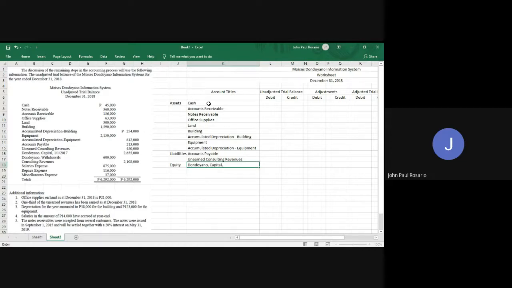Ini siya nga iyahang capital, no? 2018. And then, withdrawals. And then, naa tay revenue, which is iyang consulting revenue. And then, naa tay expenses. Salaries expense.